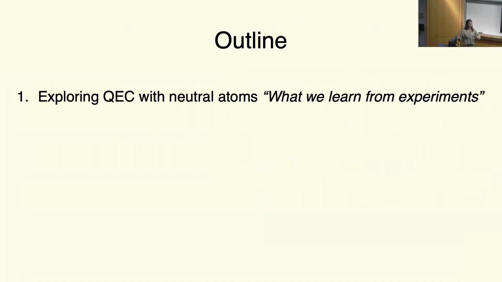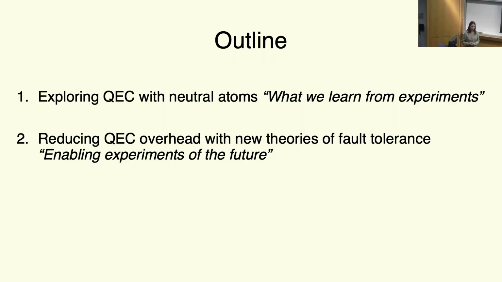So, okay, I'm gonna go a little bit slower through my talk than I was initially planning, but I think it's great because there's more pictures in the first half, which I like. I'll start by talking about experiments in my group that are exploring quantum error correction with neutral atoms in practice. And then if there's time, I'll talk about how we can significantly reduce the overhead of quantum error correction, which will enable, hopefully, experiments to be done more easily in the future.